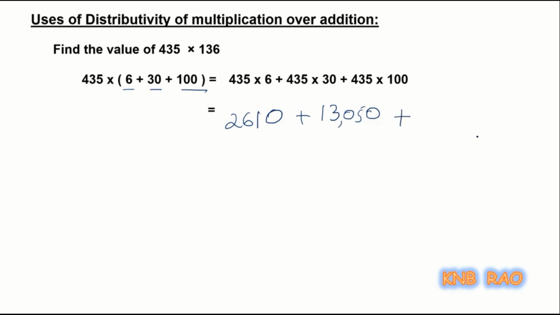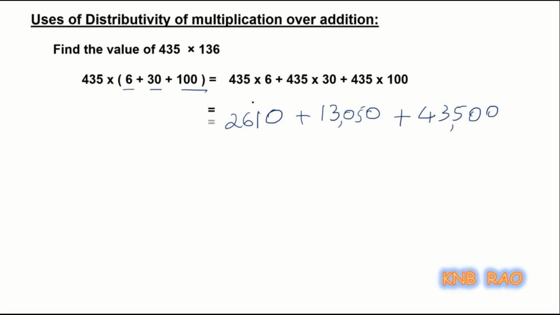Now again, adding 435 into 100 is very simple. 435 into 1 is 435, and those 2 zeros kept give 43,500 rupees or 43,500.